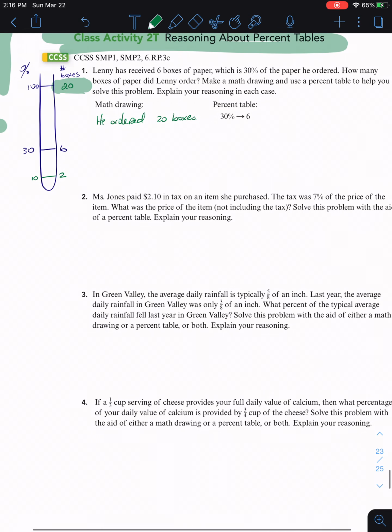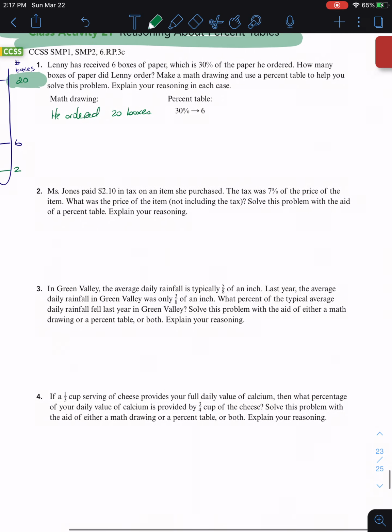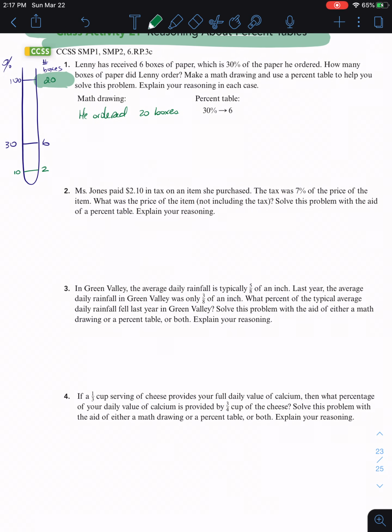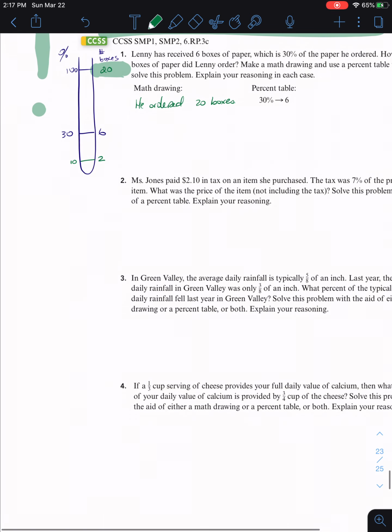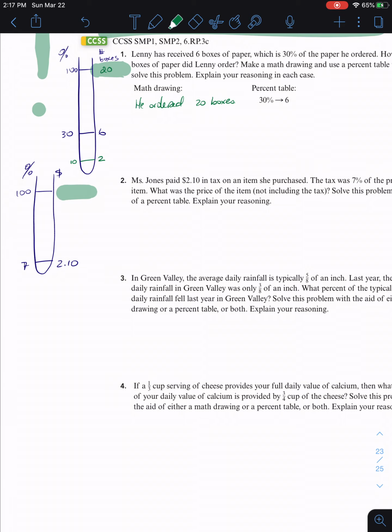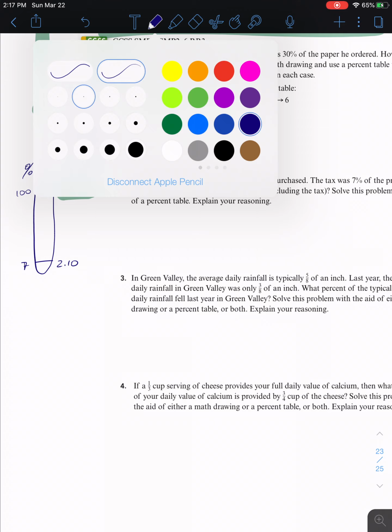So Ms. Jones paid $2.10 in tax on an item she purchased. The tax was 7% of the item. What price was the item, not including tax? And we're going to use the percent thermometer again to solve this one. So this was percent and dollars. And she paid $2.10 on 7% tax. And what we want to know is how much is 100%. All right, so let's see what we can do with this one.